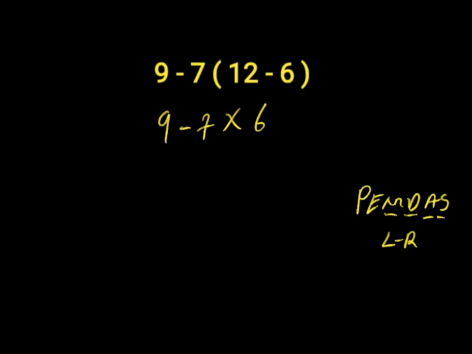7 times 6 will give us 42. Then we have 9 minus 42. 9 minus 42 will give us negative 33. Negative 33 is the right answer to this question.